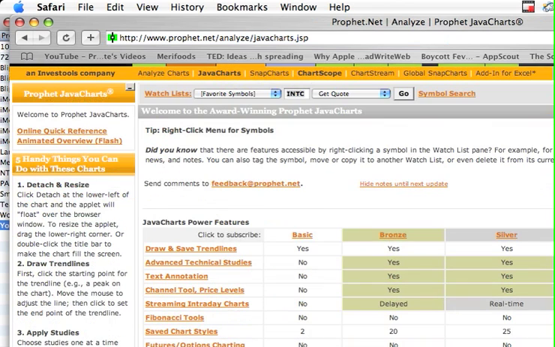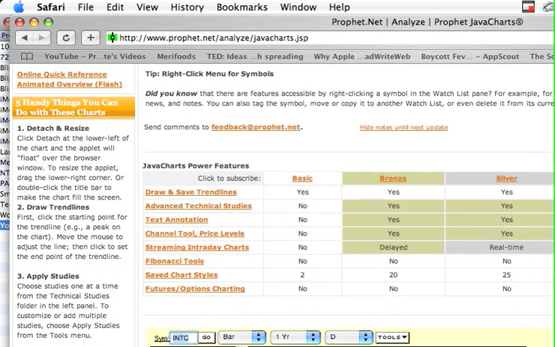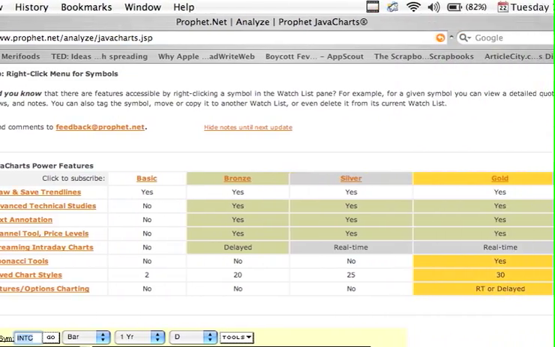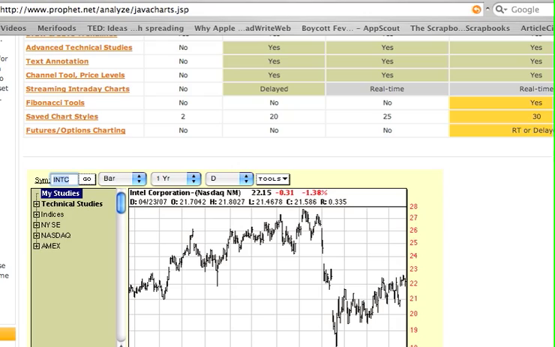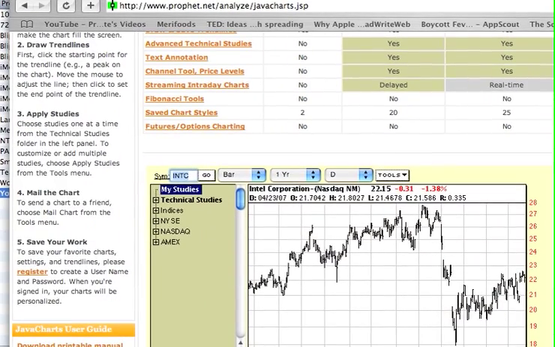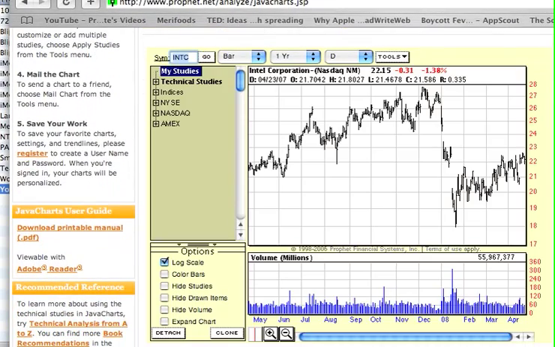Profit.net does have free basic services. I am a silver member, so I get some added features which you don't get with the basic service. But we'll get right down into the chart. Here's a stock chart of INTC symbol, INTC, or the Intel Corporation.